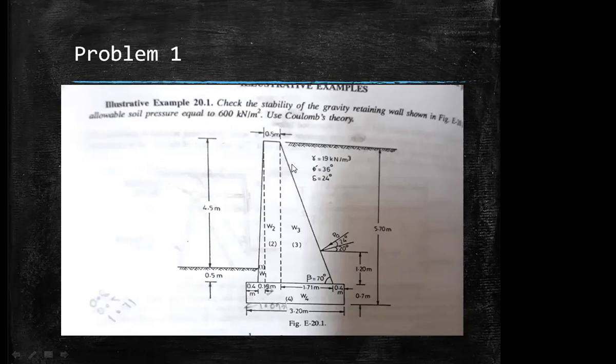And here is the ground surface. See, the ground surface is horizontal. So here, if you see the question, what is asked: check the stability of the gravity retaining wall as shown in figure. Allowable soil pressure is equal to 600 kilonewton per meter square. Use Coulomb's theory. See here it is given some value, right? 600 kilonewton per meter square, the allowable soil pressure, right?